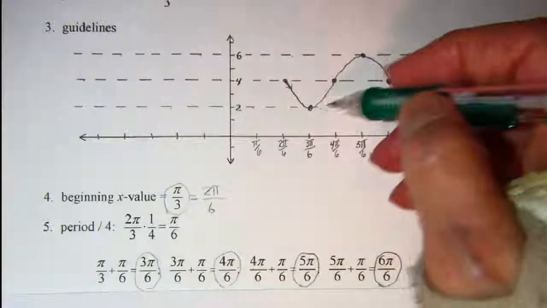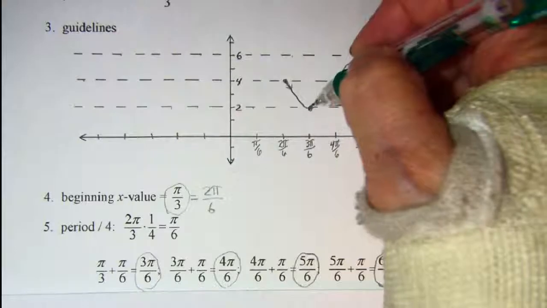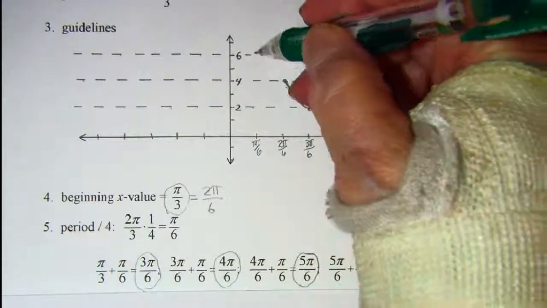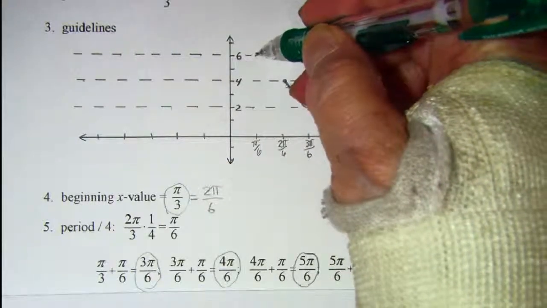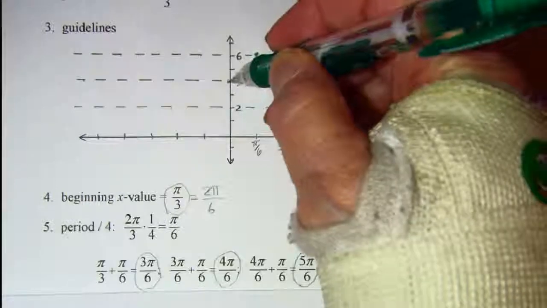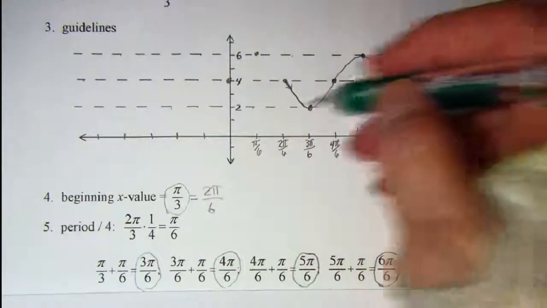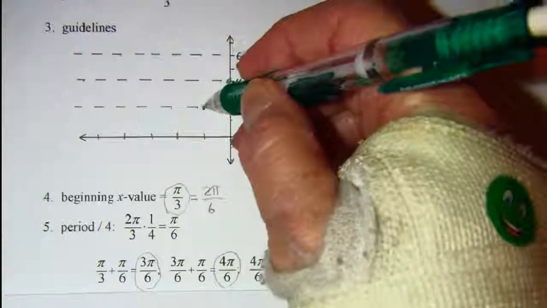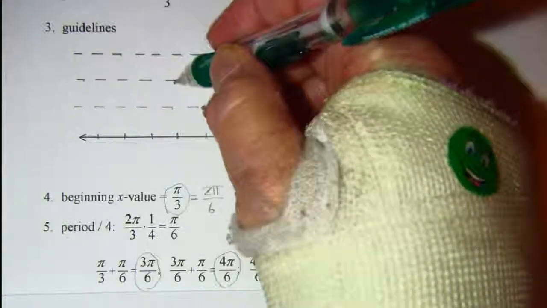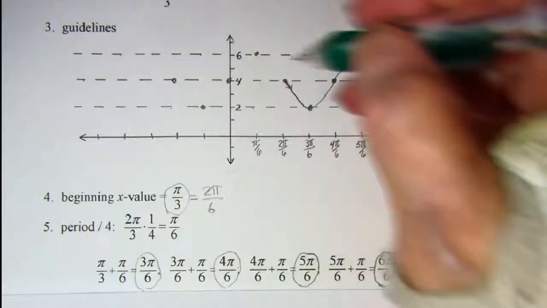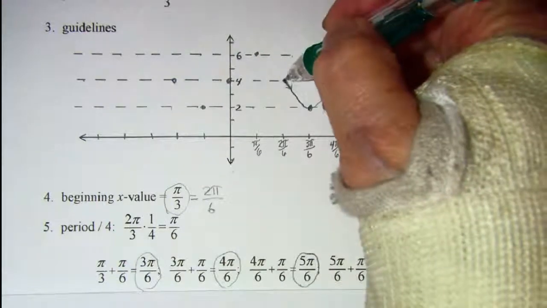But if I needed another period shown, I would just continue my periodic function. At pi over 6, I have a max. At the y-axis, I have my center line. At negative pi over 6 is a min. At negative 2 pi over 6, I have the center line. And that would be one more period. That would be enough.